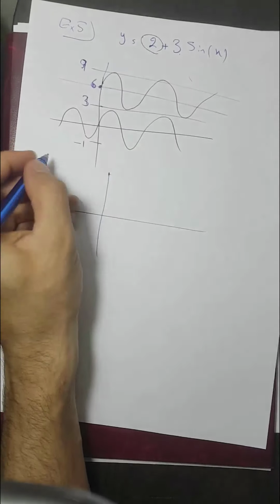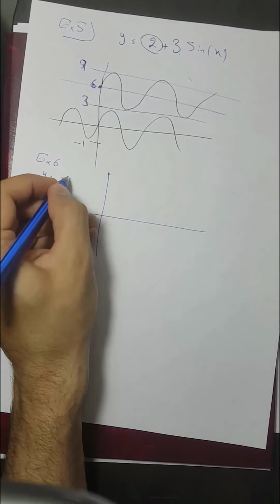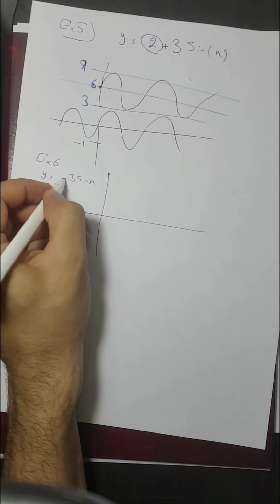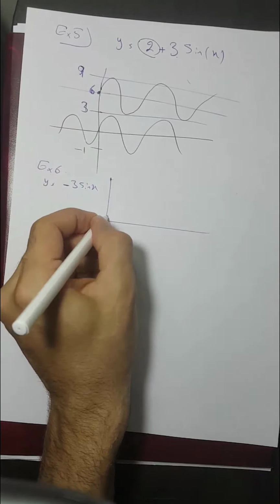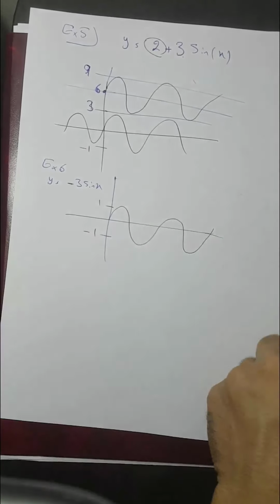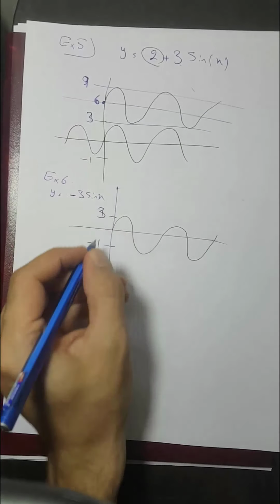How about sketching example 6? Just if we have y is equal to minus 3 sine of x. Now I mix example 2 with example 4, so I get what? Here's my sine, between 1 and minus 1 again. Now because I have 3, I will change it to between 3 and minus 3.